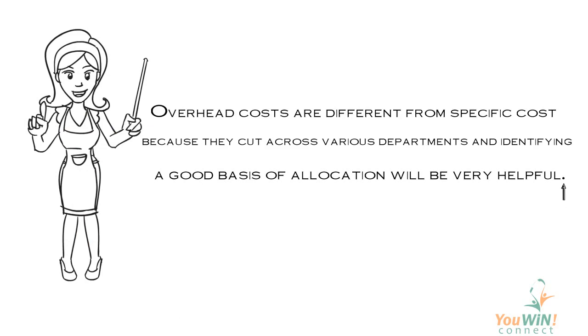Overhead costs are different from specific costs because they cut across various departments, and identifying a good basis of allocation would be very helpful.